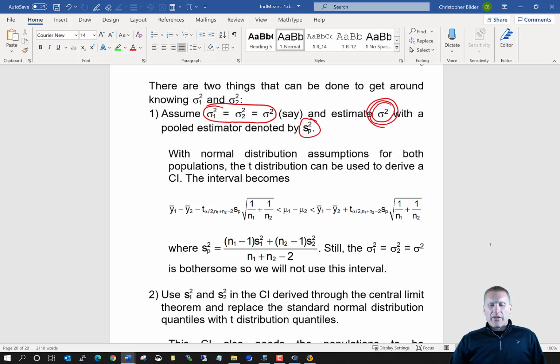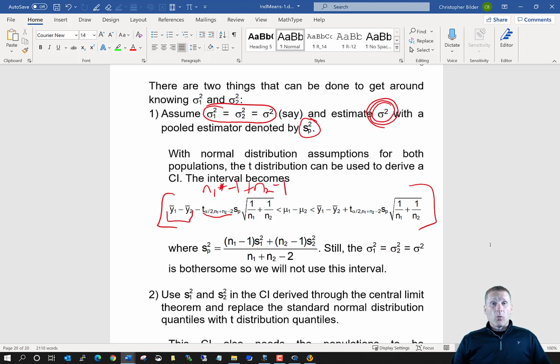When one does that, then similar to what we did in the past, one can work with a t-distribution and derive a corresponding confidence interval. And this is what the confidence interval looks like. Again, we have our statistic, y bar 1 minus y bar 2, the difference of the two statistics. Then we have the quantile from a t-distribution. And notice the degrees of freedom here. That's n1 plus n2 minus 2, which is equivalent to n1 minus 1 plus n2 minus 1.